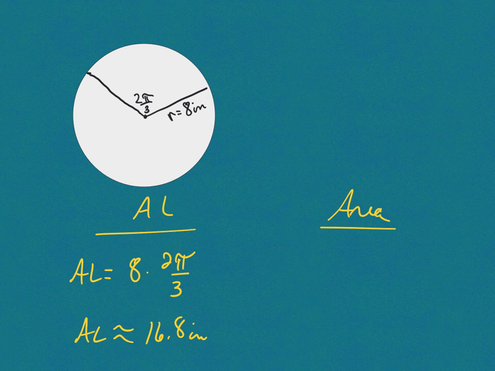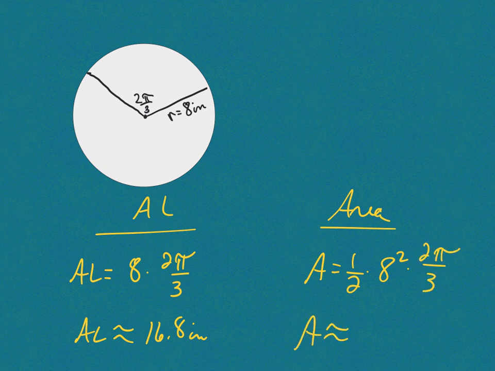And the area would be 1/2 times the radius squared times the angle. All right, and so the area then, 1/2 times 8 squared times 2 pi divided by 3. And if I punched, okay, I hit the wrong button, darn it. There we go, is about 67 square inches.